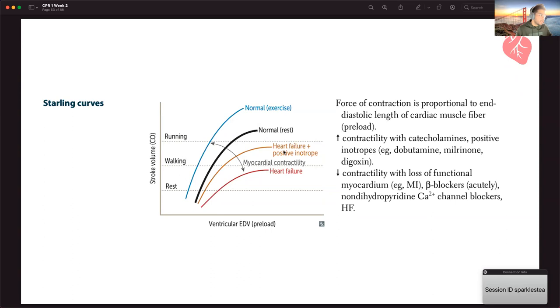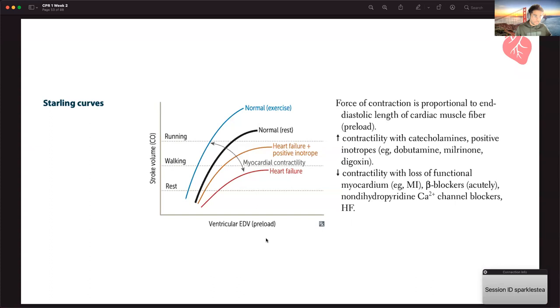Whereas with exercise, it's the opposite swing of the pendulum. Remember, stroke volume is going to go up. The preload is going to go up, because remember what happens with the sympathetics and the venomotor system. Is it going to venoconstrict or venodilate?